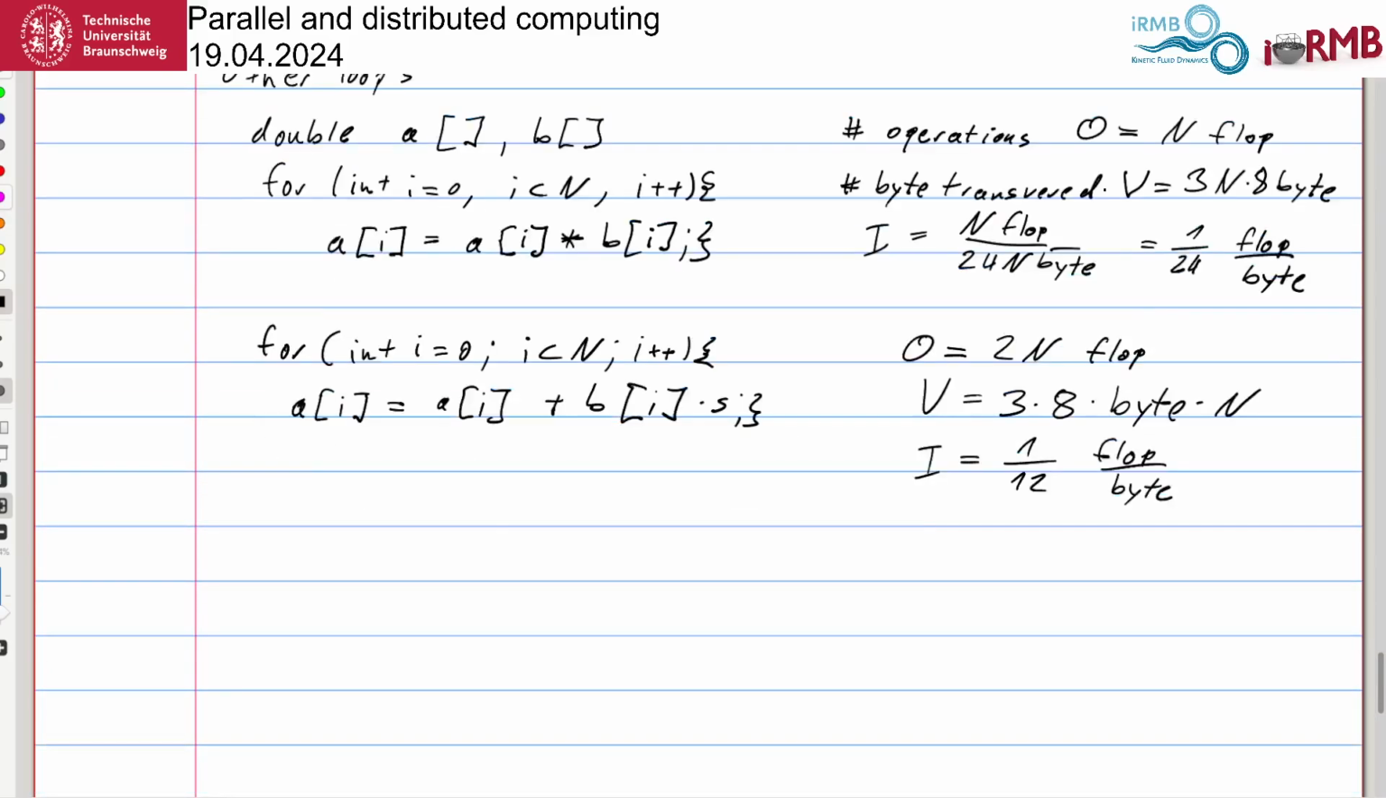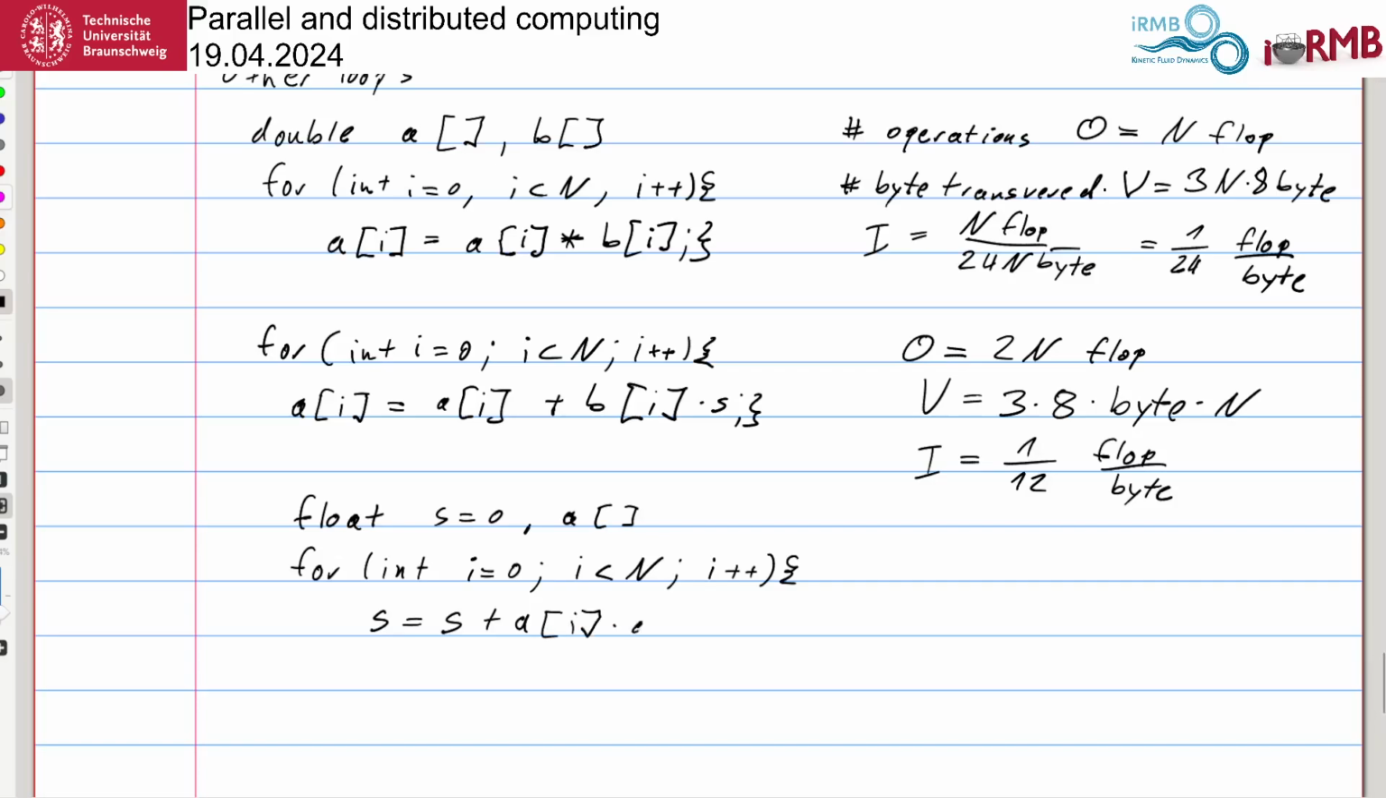Okay, and the last one, where we now use float. Float s is equal to 0, array A, and say this is 4 bytes. For int i is equal to 0, i smaller than n, i plus plus, s is equal to s plus A[i]. So this is again simple. It's probably a little bit too close to the one that we already had. O is how many? It's 2n flops. The traffic is 1. Okay, so how many are read?